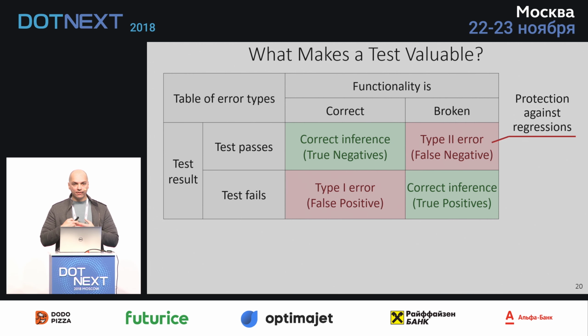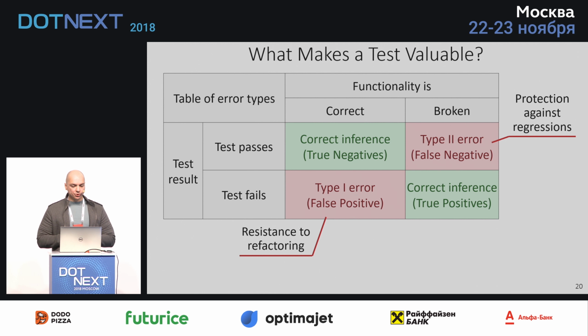But when the test fails to catch an error, that becomes a problem. And that is a type 2 error. And that is what the first component helps us deal with. It helps us deal with false negatives, basically with bugs. And also we have a symmetric situation when the test fails, but the functionality itself is correct. And that is what the second component helps us deal with. So it helps us deal with type 1 errors, false positives. So again, protection against regressions helps us deal with type 2 errors, false negatives, and resistance to refactoring helps us deal with type 1 errors.